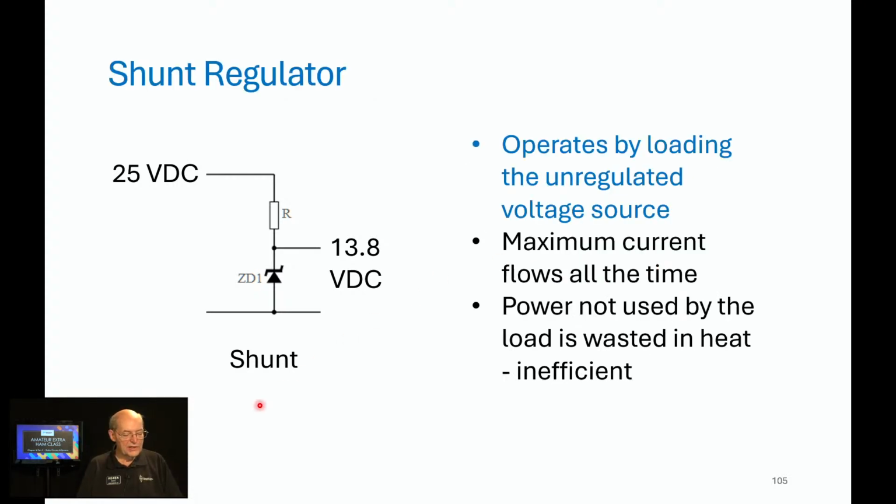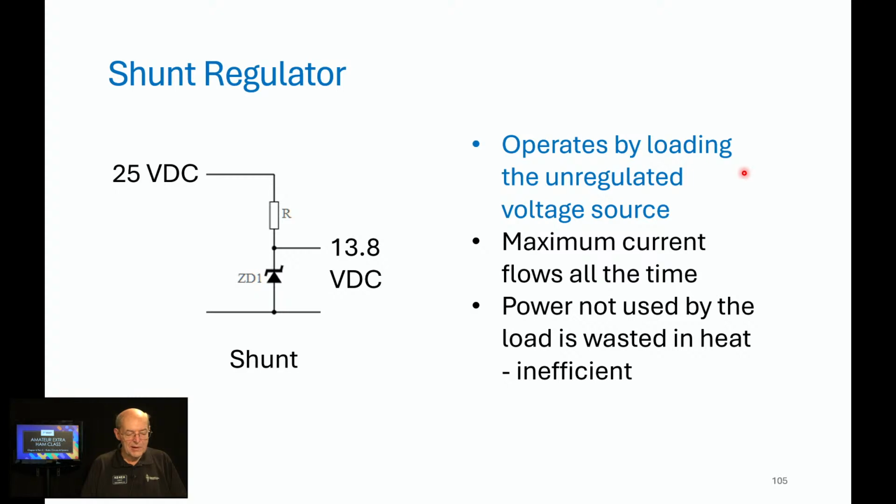So here's our shunt regulator. There's just one pool question, and it operates by loading the unregulated voltage source. So we've got this current flowing through the Zener diode at all times. So it's not very efficient. So that will cause this to stay at 13.8 volts no matter what current is being drawn over here, if this is big enough and the resistor is small enough.